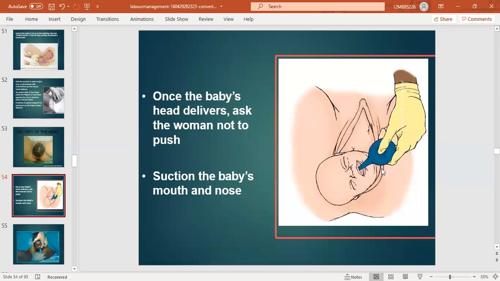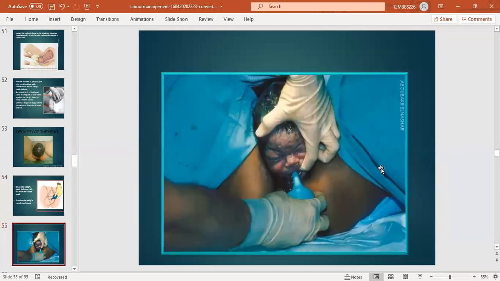Once the baby's head is delivered, ask the woman not to push, and the remaining body will become straight. By axial traction, downward axial traction will deliver the anterior shoulder, and upward axial traction will deliver the posterior shoulder. As soon as the baby's head is delivered, you take the suction tube and suck the baby's mouth and nose to clear the secretions. Look at this, this is the way to suck the baby's mouth.